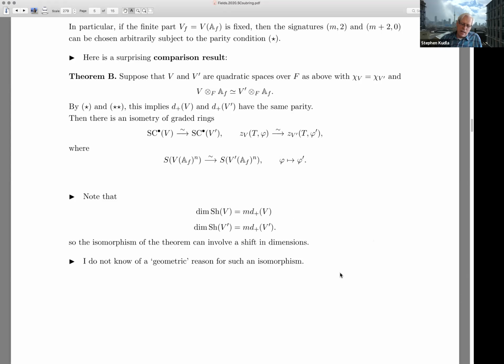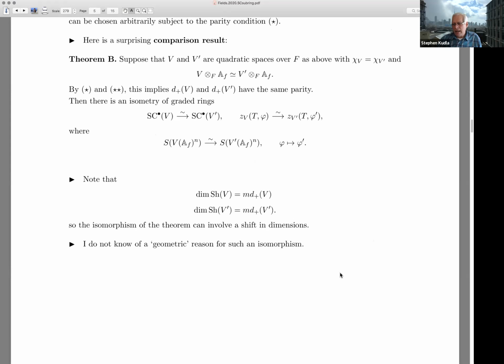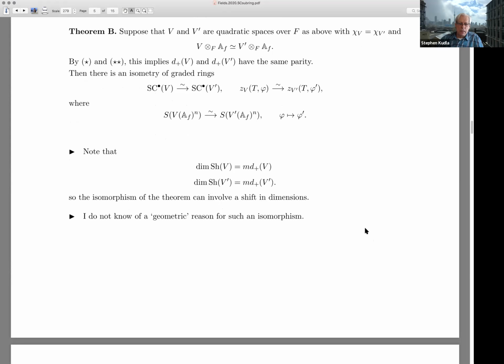And it has a motivic kind of feeling. I don't know if there's a representation theoretic way of getting at it using some kind of transfer of automorphic representations from one orthogonal group to the other, etc. I have no proof like that. Anyway, let's go on and explain how we get this.